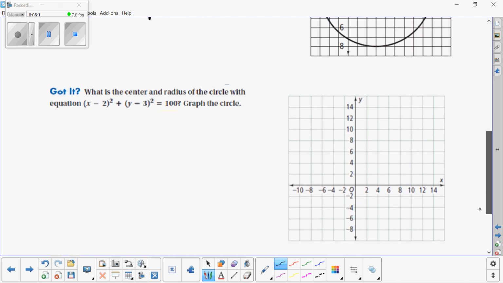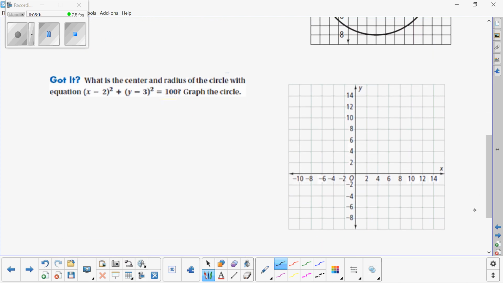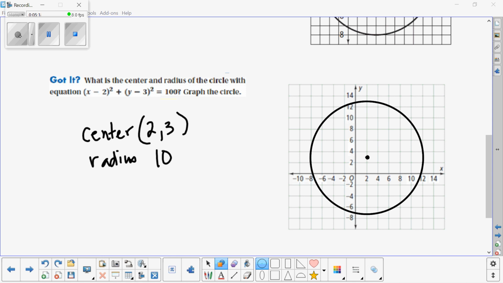All right, see if you can sketch out a circle with this equation. And that should look something like that.